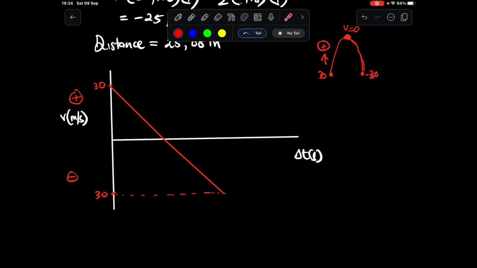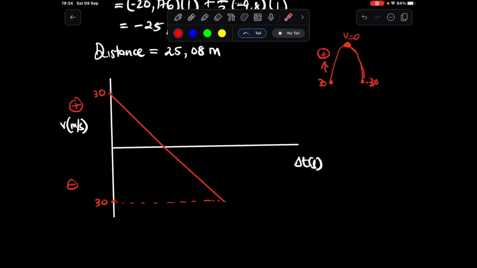So remember, they said we should show the time for ball A until it reaches the ground. So the time there for A, it's 6.12, right? And then when it reached the maximum height, it's half of this time, right? So the time here, it's going to be 3.06, right? Now this is ball A, now let's look at ball B.